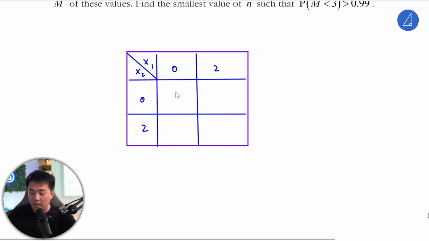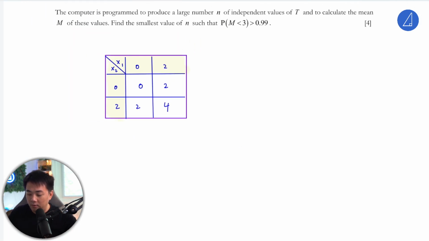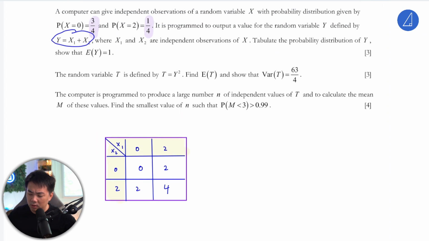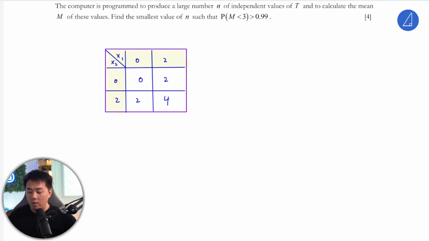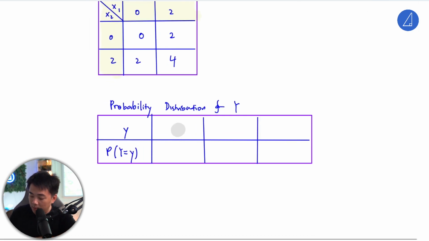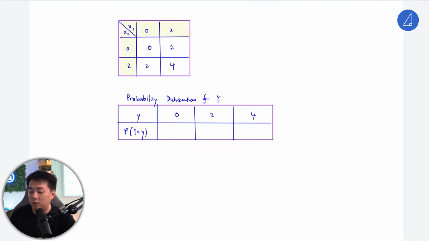When X1 is 0 and X2 is 0, this will give me a Y value of 0. 2 and 0 give me 2. 0 and 2 give me 2. 2 and 2 give me 4. So if I were to give you a distribution table of Y, Y could take 0, 2, or 4. These are the 4 outcomes that we could get. So here we get 0, 2, and 4. To calculate the probability shouldn't be too bad.